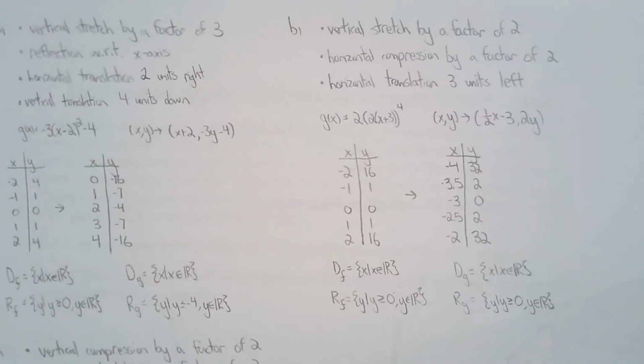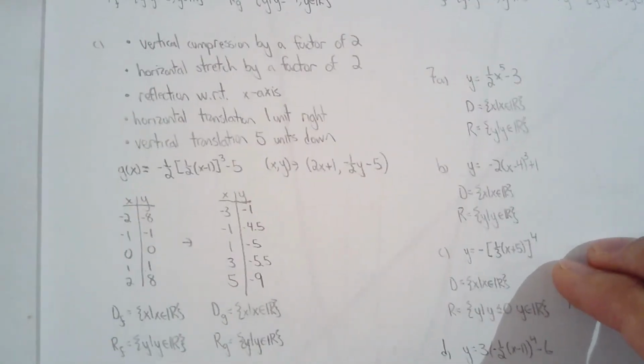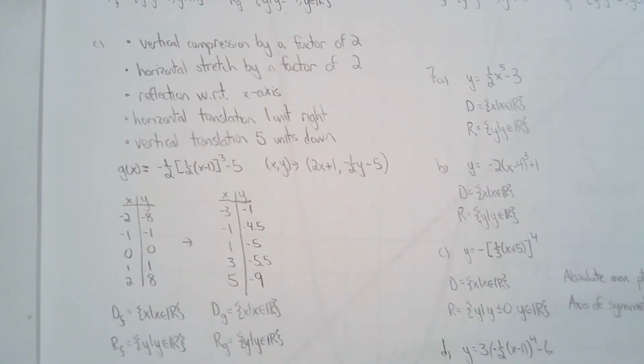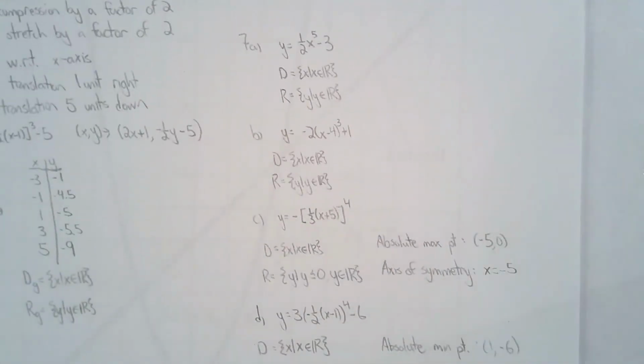So 6A and 6B was pretty time consuming, but it's good practice. Oh, and of course there's 6C as well. So 6A, B, and C, I would argue is very good practice. For question 7, they wanted us to write the equation given the transformation and then state the domain and range.